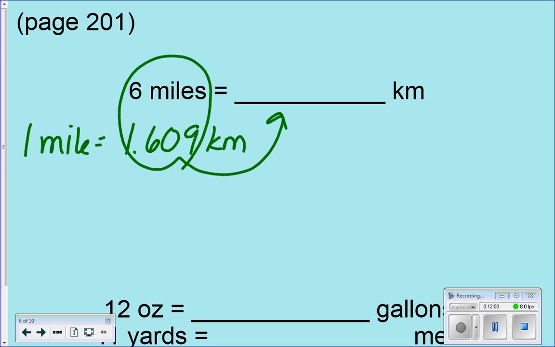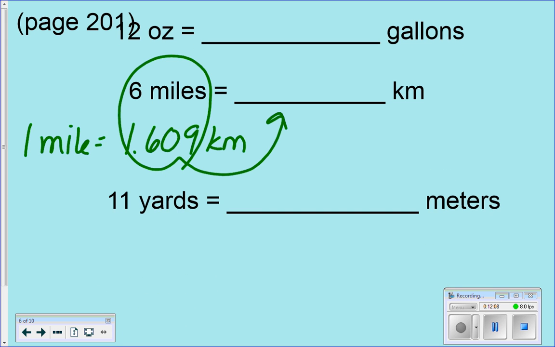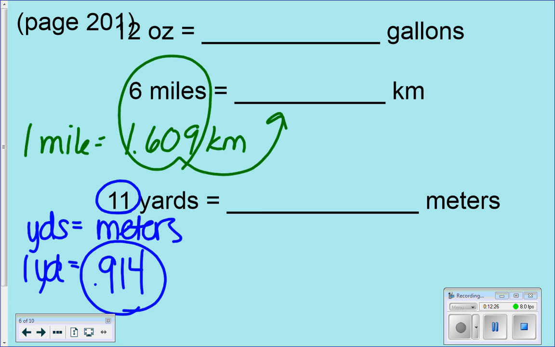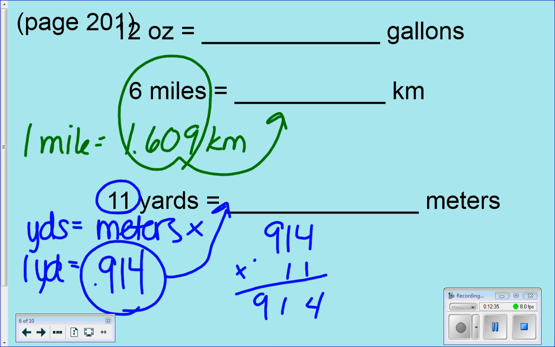Okay. So let's do another one. Let's talk about this one. Let's do this one together. So I have yards, 2 meters. So 1 yard is how many meters? 0.914. So what I'm going to do is take this 0.914 and multiply by 11, and that's going to give me my answer then. So 0.914 times 11.